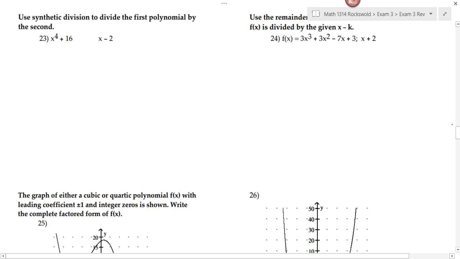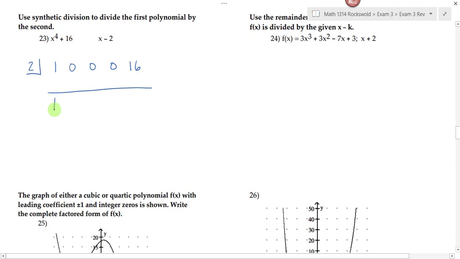On 23, we're told to use synthetic division to divide the first polynomial by the second polynomial. So this is the factor. What number would I put right here? A negative 2 or a 2? I'd put a 2. What will my constants be going across the top? I know I've got 1x to the 4th, and then a 0 for the x cubed, a 0 for the x squared, a 0 for the x, and then a constant of 16.